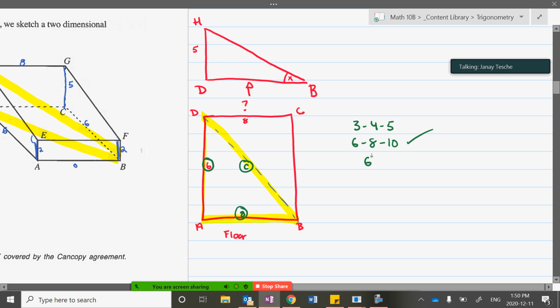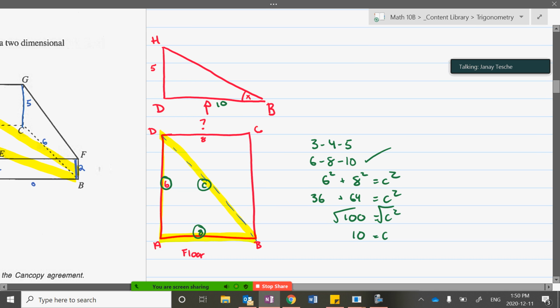So we're going to get 6 squared plus 8 squared equals C squared. 36 plus 64, 100. So then 10 is C. So now we know our other unknown.